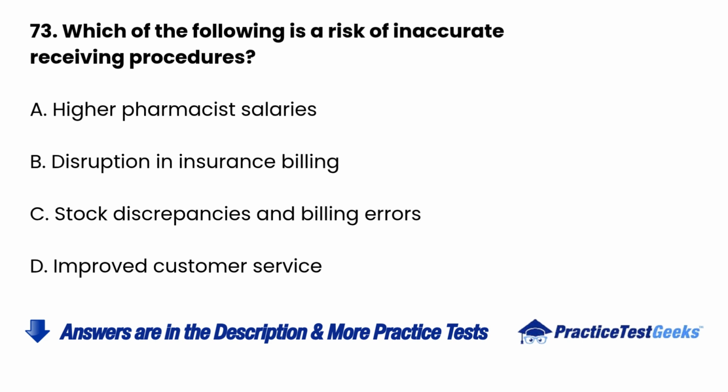73. Which of the following is a risk of inaccurate receiving procedures? A. Higher pharmacist salaries. B. Disruption in insurance billing. C. Stock discrepancies and billing errors. D. Improved customer service.